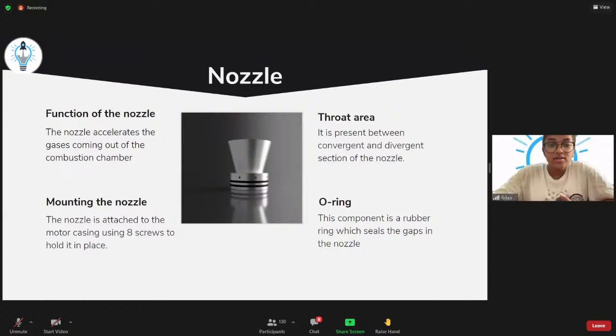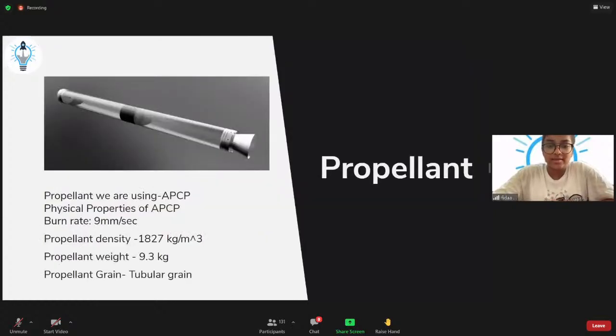Now for the propellant, we are using APCP, otherwise known as ammonium perchlorate composite propellant, which uses aluminum powder as fuel, ammonium perchlorate as oxidizer and HTPB as binder. In the slide is given the physical properties of APCP. Also, we are using a tubular grain profile because it provides a progressive thrust time curve.